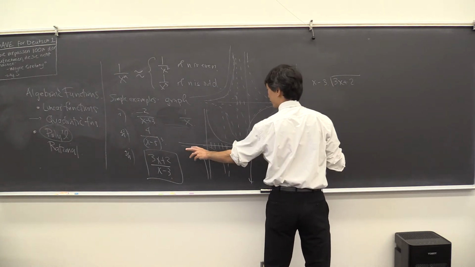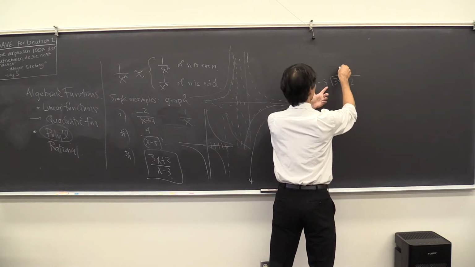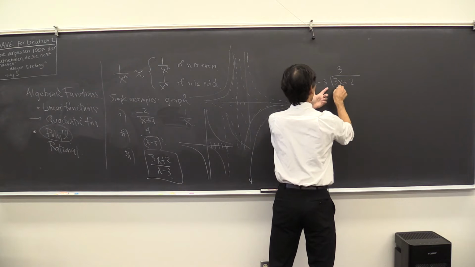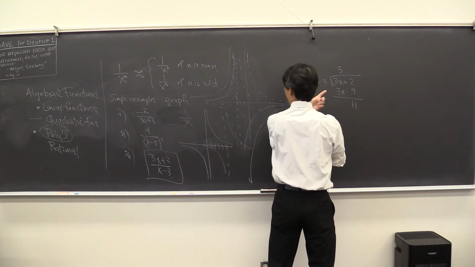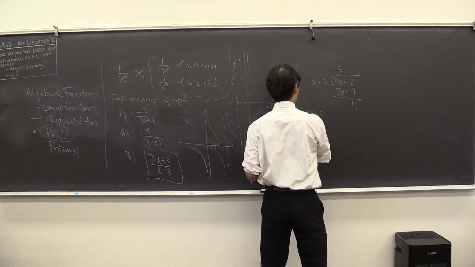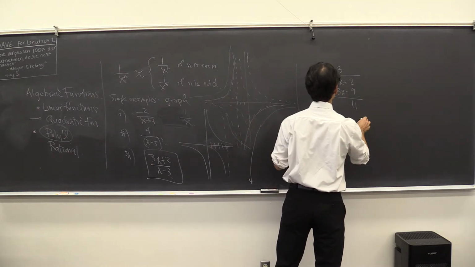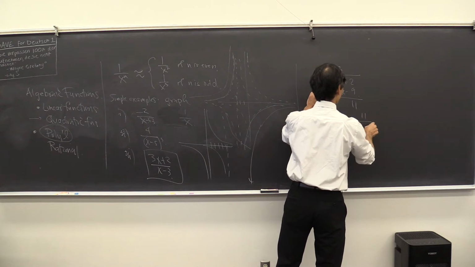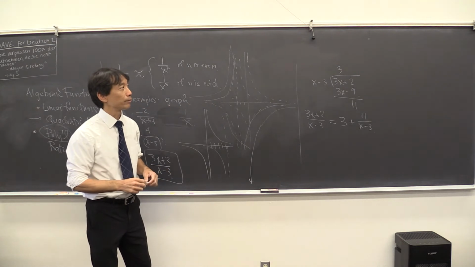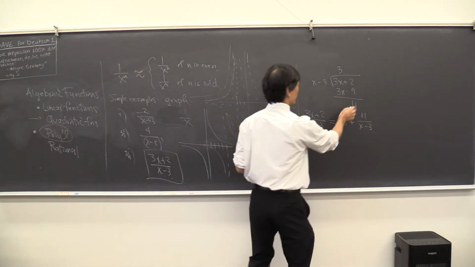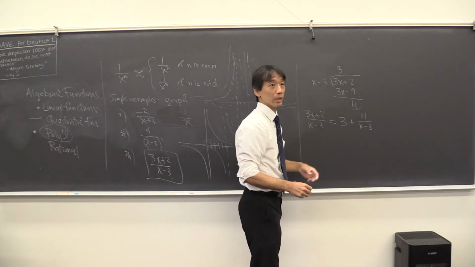You could do this maybe just by looking at it, but if you want a system, you could use long division on it. And you say, okay, this is going to be 3, so you get 3x minus 9, subtract, you get 11. So this thing, 3x plus 2 over x minus 3, is actually 3 plus 11 over x minus 3, because you've got this remainder of 11. So the answer is going to be 3 plus 11 over x minus 3.